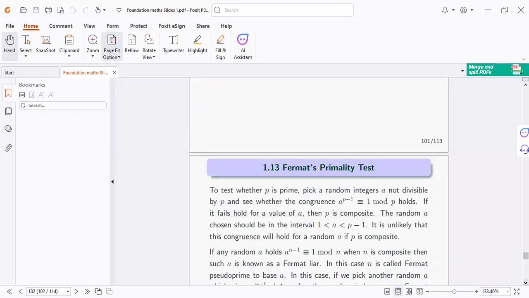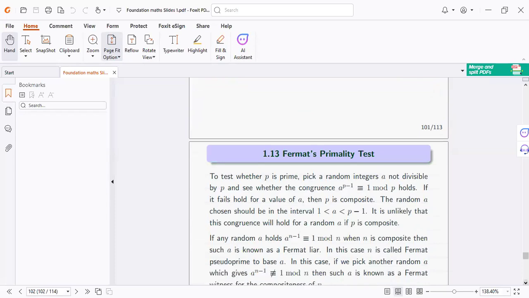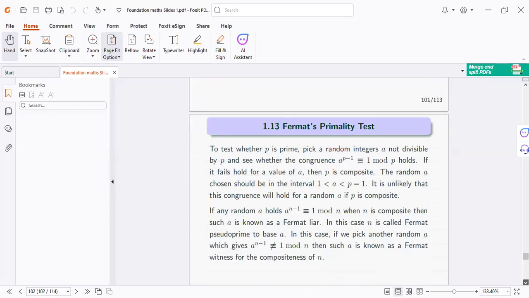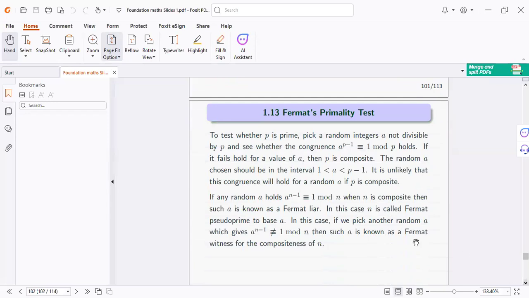Now, the other use of the Fermat's little theorem is to test whether a number is prime. That's what I want to show you, how to test if a number is prime using the Fermat's little theorem. There are so many algorithms for testing whether a number is prime, but I just want to show you how to test using the Fermat's way first.